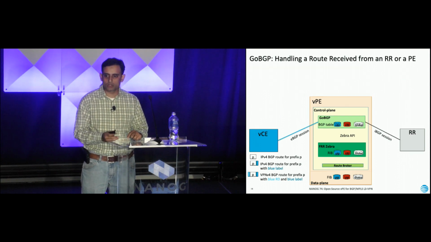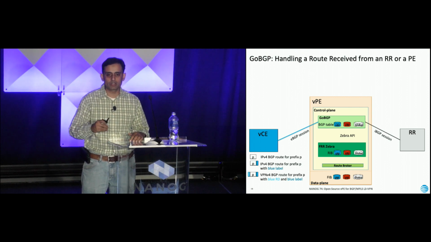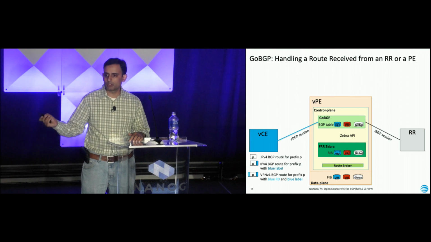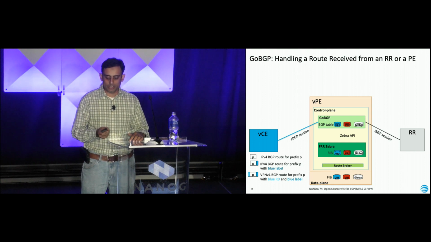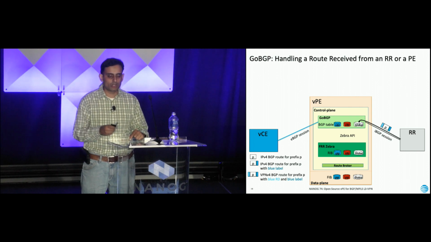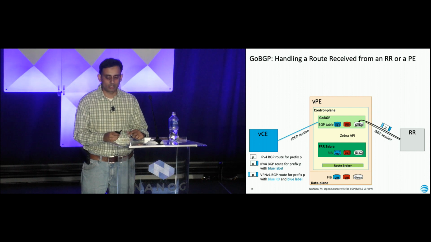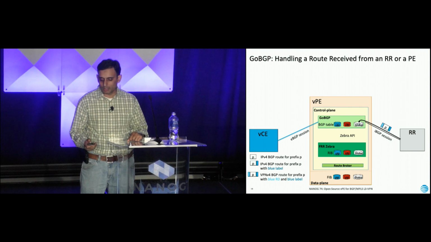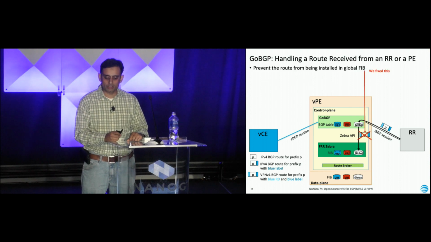Now on this slide, I am showing how GoBGP handles a route when it comes from the route reflector. So these are the routes that are coming from the other PEs. So let's see what happens when a route reflector sends a route. Note that the route is a VPNv4 route, so it has a route distinguisher and MPLS label attached to it. This route is first put into the global routing table by GoBGP. Everything good so far. Now what GoBGP does is something curious.